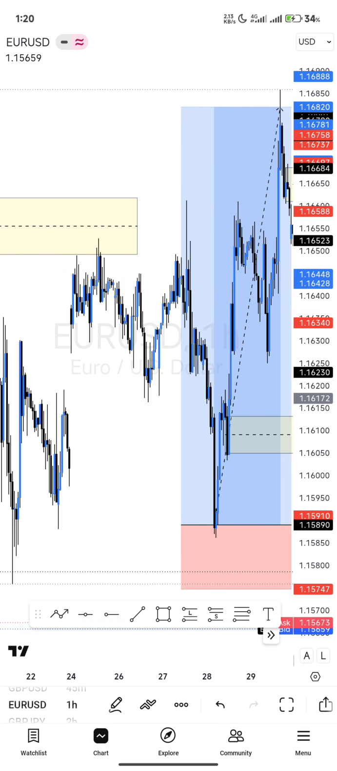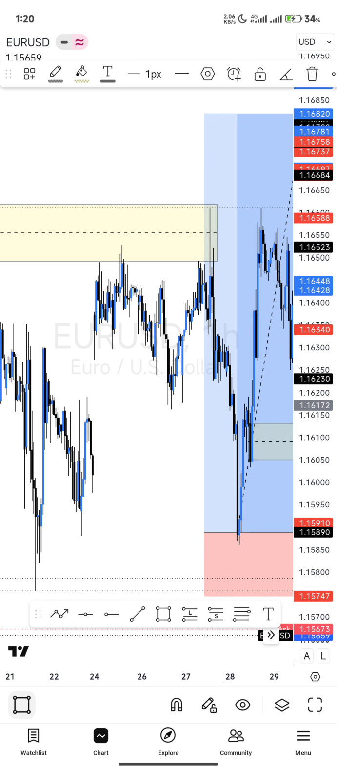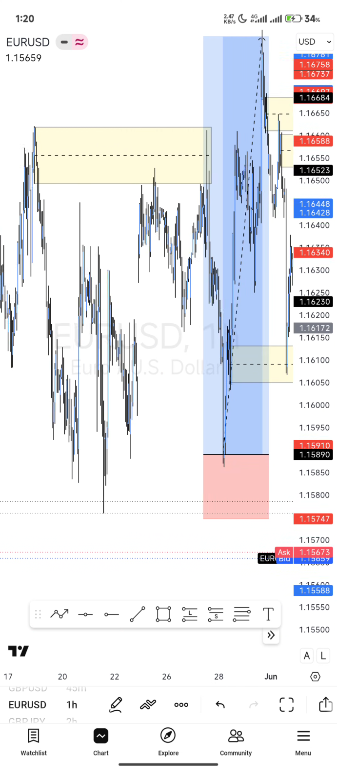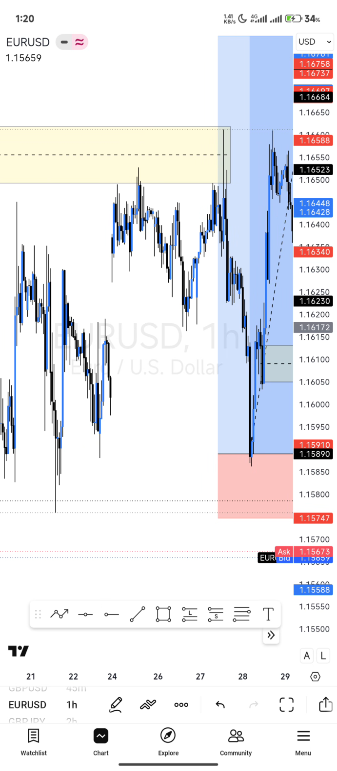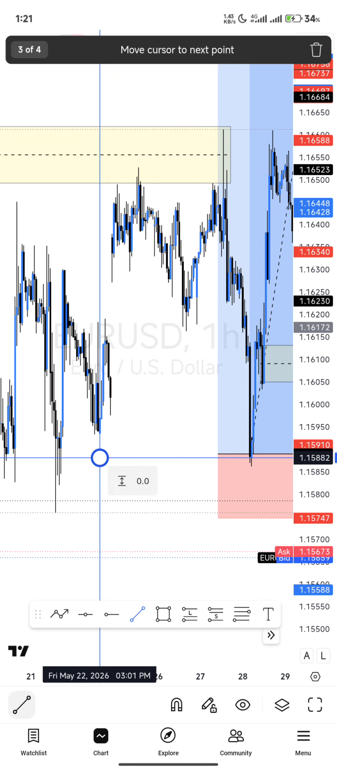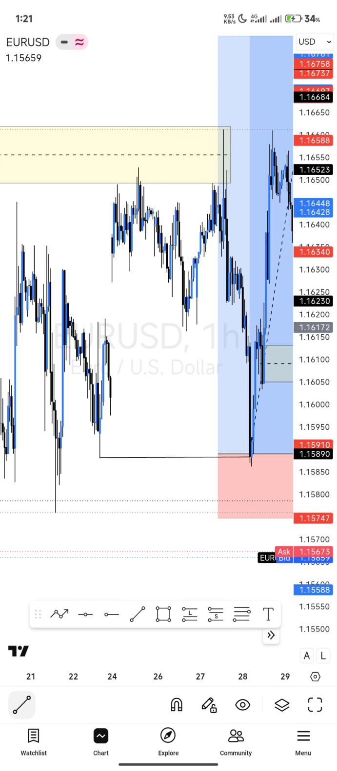What do you notice? Price comes back to it again right here and eventually sells off. Can you see how the sell was very massive? Sells off and takes out these lows. Can you see that?